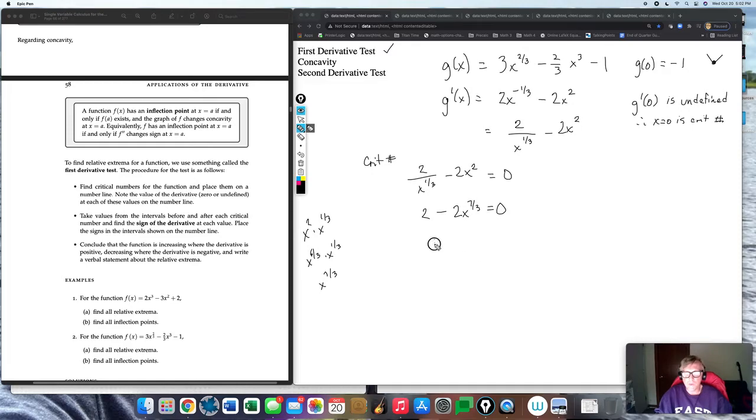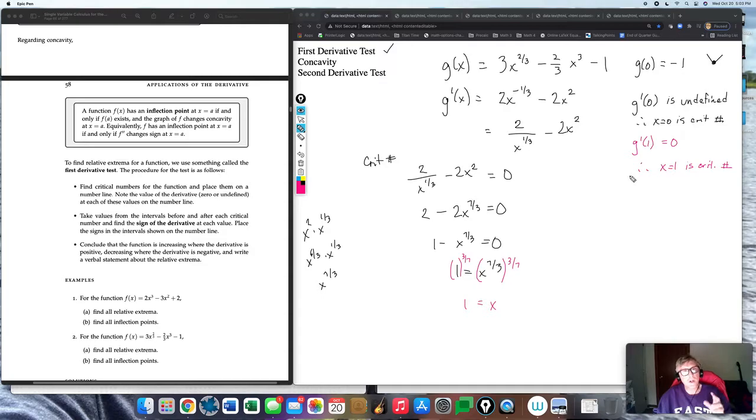And then I can divide everything by 2. Add this to the other side. Okay, so then what have I got to do? Then I've got to raise everything to the 3/7 to make my exponent of x equal to 1, right? So x equals 1 is another critical number, right? So g prime of 1 is 0, therefore x equals 1 is a critical number.